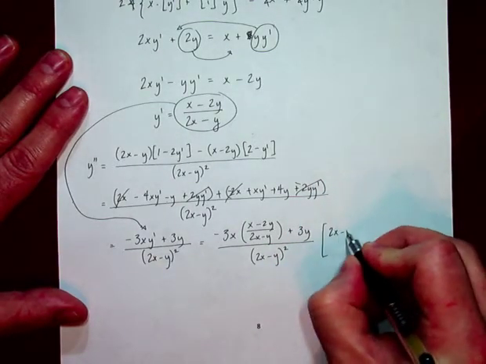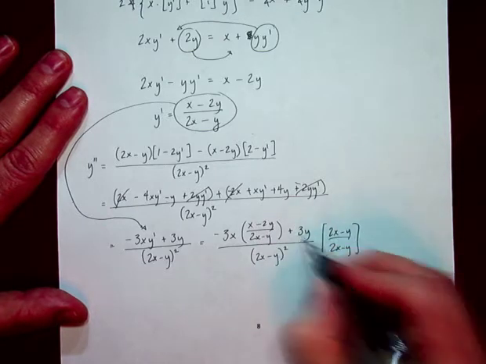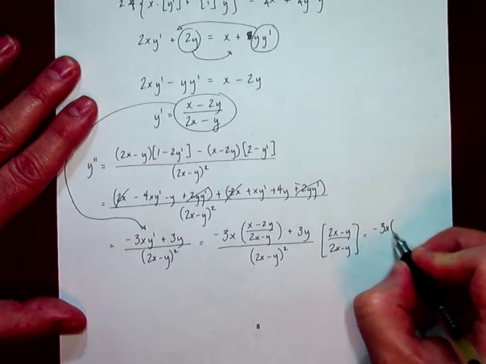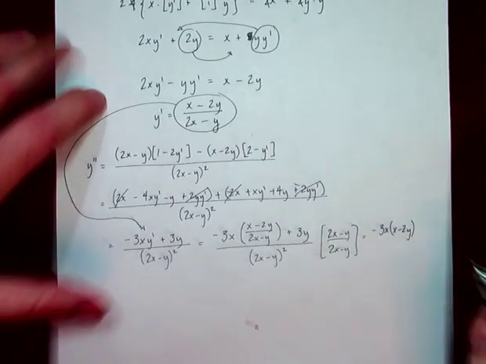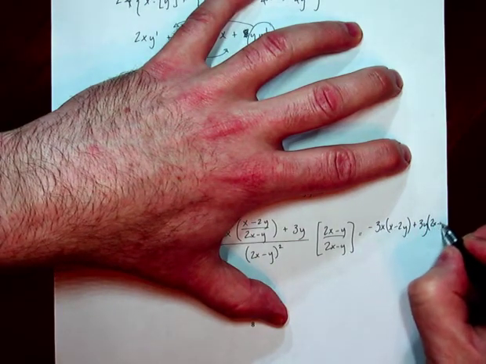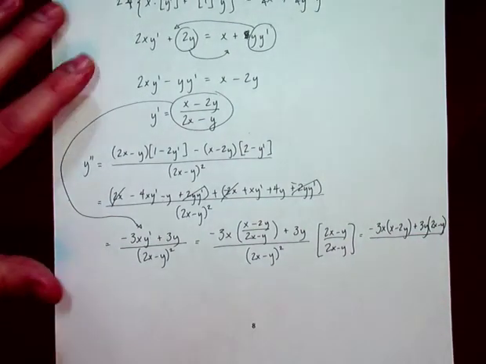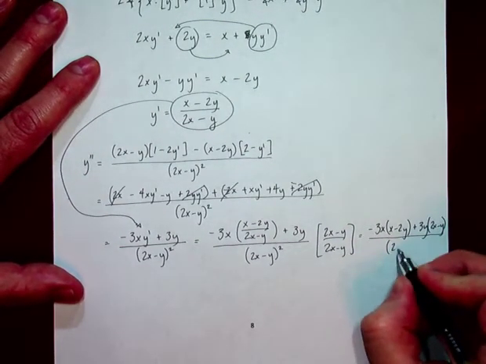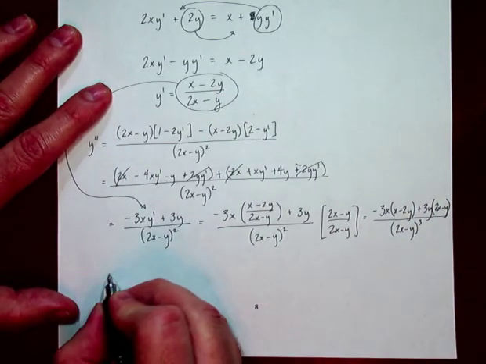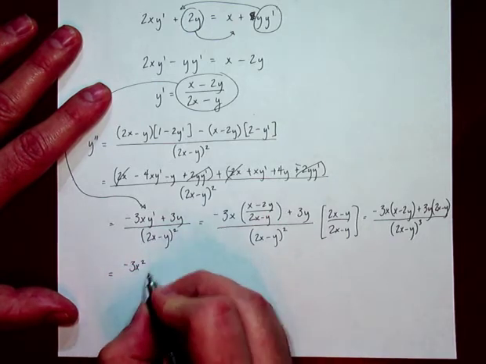So, multiply by (2x minus y) over (2x minus y), being careful to distribute it to both of these terms. And so I'm going to get negative 3x times (x minus 2y), canceled. That was kind of the point. And then 3y times (2x minus y). Probably should have started another line, but you can see it. And then that just makes this (2x minus y) cubed down here. You could probably leave it like that, but let's see if it simplifies nicely.